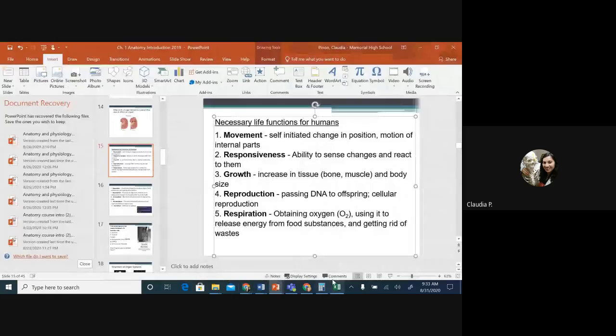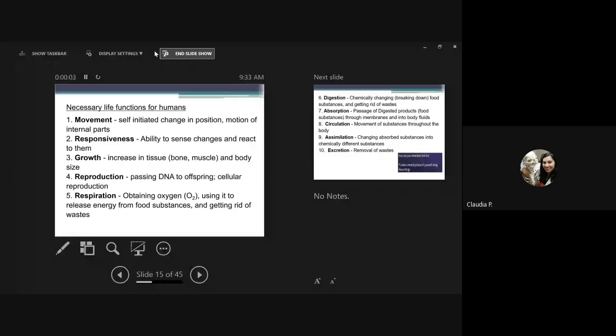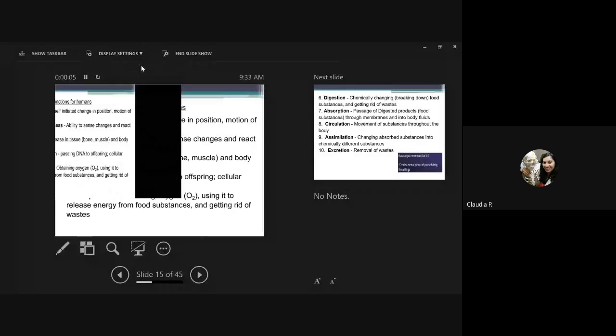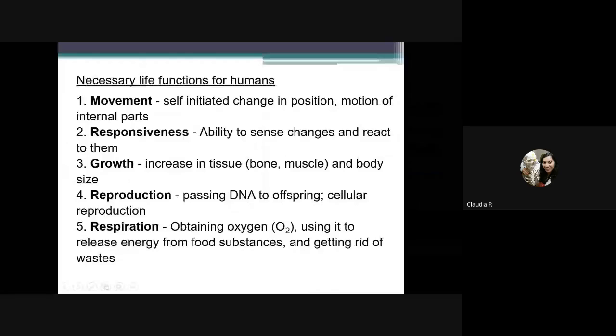So necessary life functions, movement, and you're typing these into your notebook as we're going through it. As a human being, you want to be able to move, not just physically, your body from point A to point B, but you want to be able to move things throughout your body. You want to be able to move blood so that it can carry oxygen to every single cell. You want to be able to move food from your mouth all the way through your stomach, intestines, and out as waste. So you want to be able to move internally and externally.